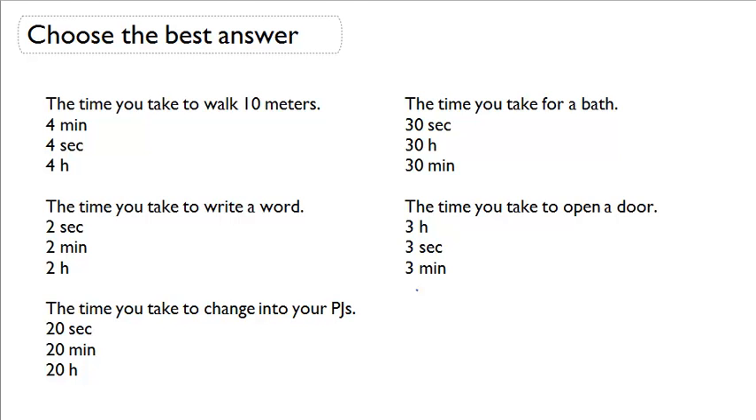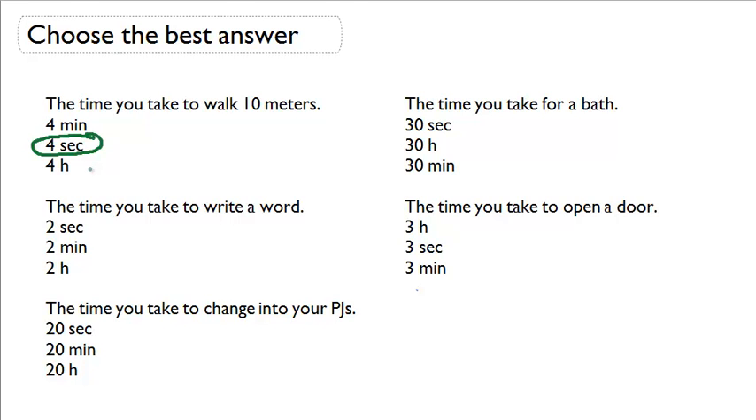Scholars, we're going to choose the best answer again, but this time using minutes, seconds, and hours. So the time you take to walk 10 meters. 10 meters is probably about the distance between one end of the room and the other end of the room. And it probably doesn't take you 4 minutes to walk that distance, or 4 hours. So it's probably going to be 4 seconds.